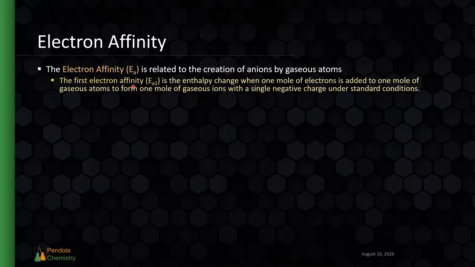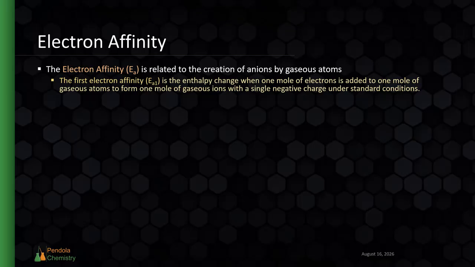The first electron affinity, because just like with ionization energy, you can have first, second, or third, etc. The first electron affinity is the enthalpy change when 1 mole of electrons, and remember, things are always done in 1 mole at a time, 1 mole of electrons is added to 1 mole of gaseous atoms to form 1 mole of gaseous ions with a single negative charge under standard conditions.